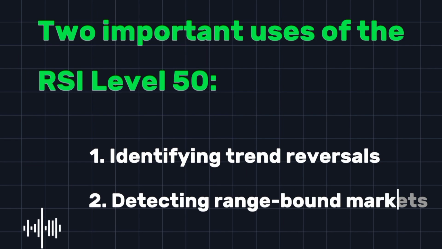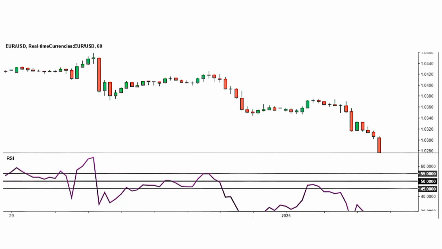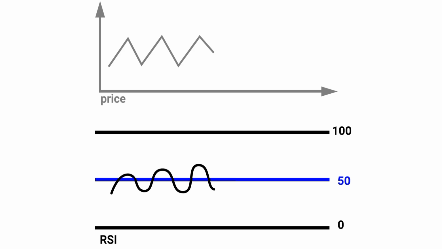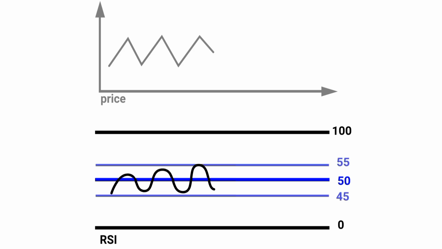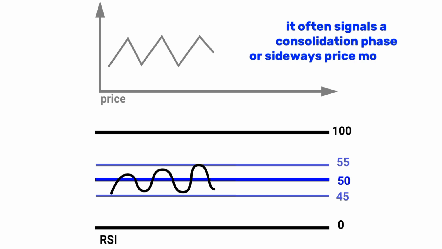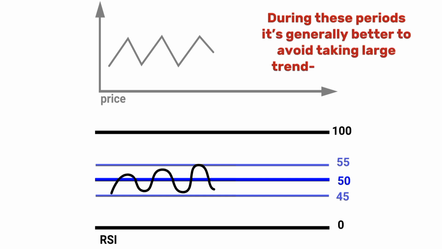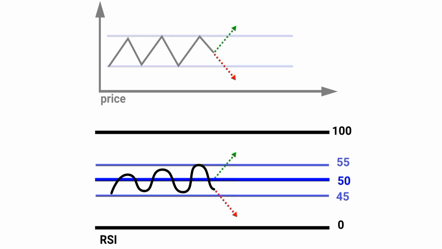2. Detecting range-bound markets. Here's another powerful way to utilize the level 50, identifying range-bound markets. When the RSI hovers around the 50 level, typically between 45 and 55, though this range can vary depending on market conditions and the analyst's perspective, it often signals a consolidation phase or sideways price movement. During these periods, it's generally better to avoid taking large trend-based trades. Instead, focus on spotting potential breakout opportunities, as these can lead to significant moves once the consolidation ends.